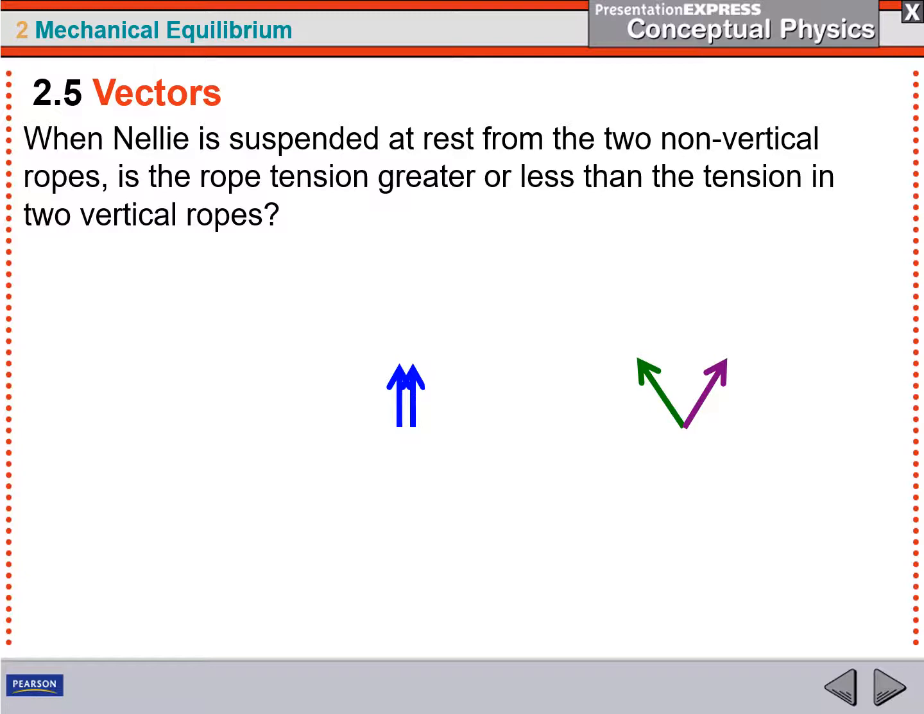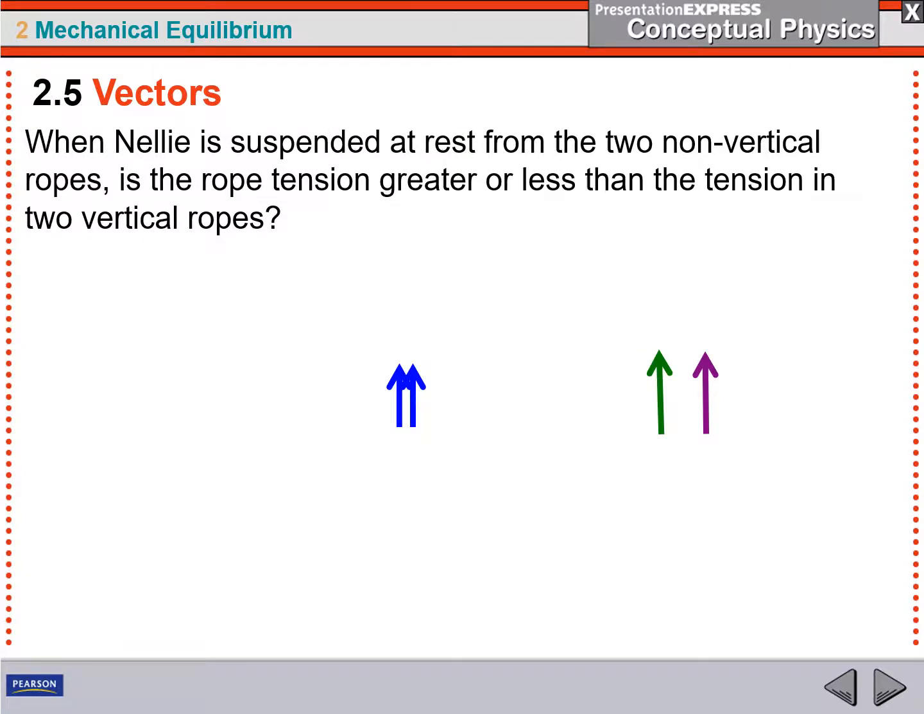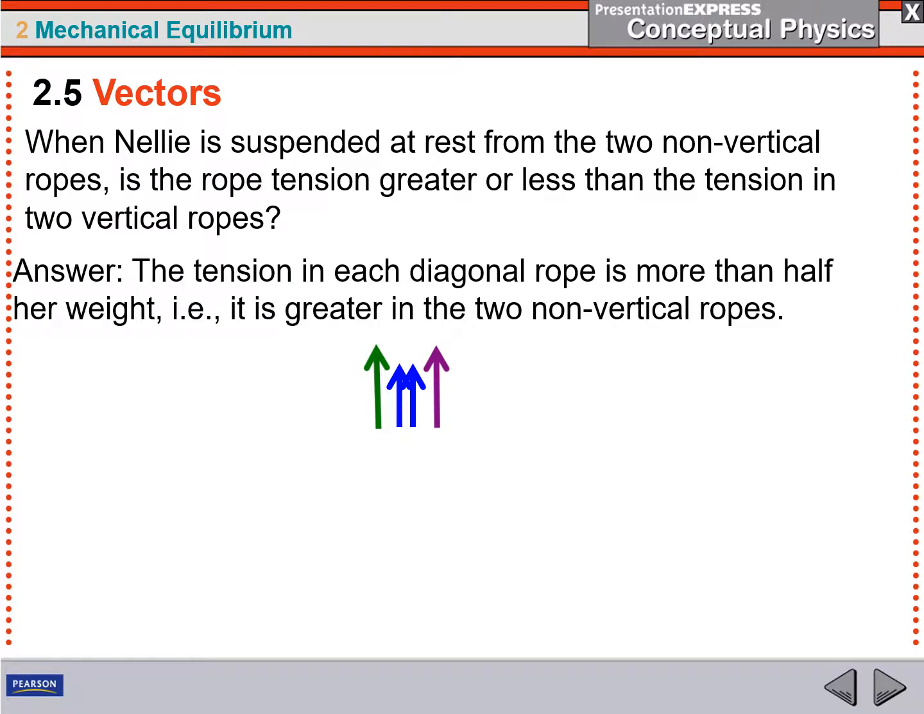Let's take Nellie out of the picture and ask this question. If she's suspended by the two non-parallel ropes, is the tension in those ropes greater than, equal to, or less than the two parallel ropes? Well, if we stand those two vectors straight up and then move them over, I think it's pretty clear, if everything was drawn to scale, that the tension in each diagonal rope is more than half of little Nellie's weight. In other words, it's going to be greater than 150 newtons in the two diagonal ropes.